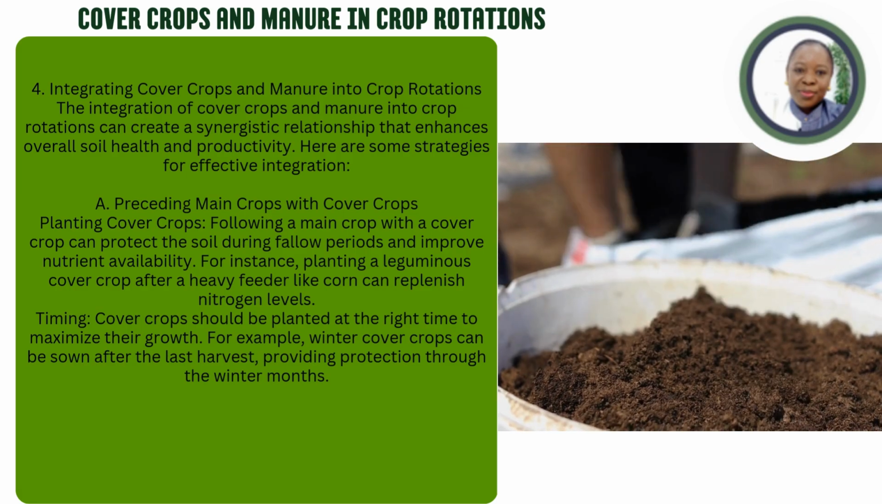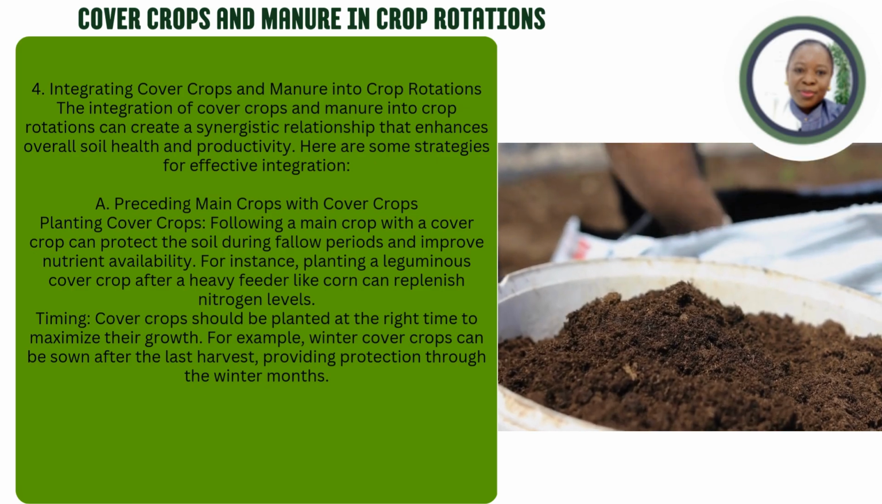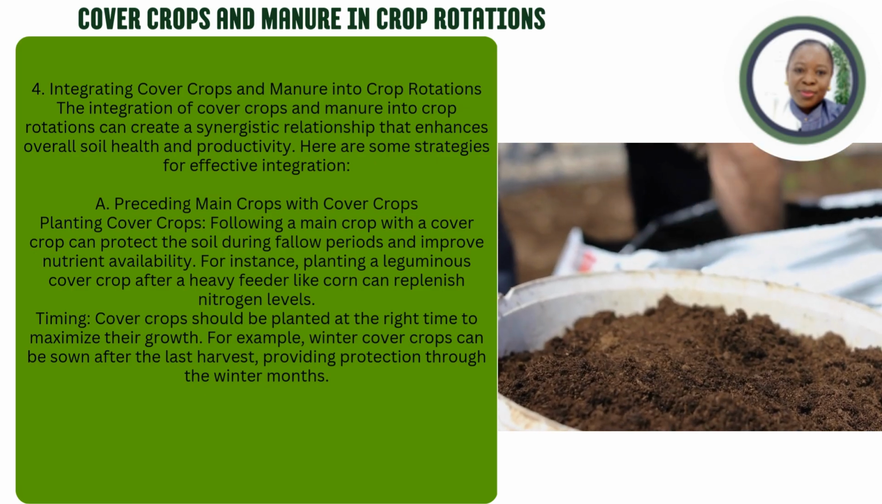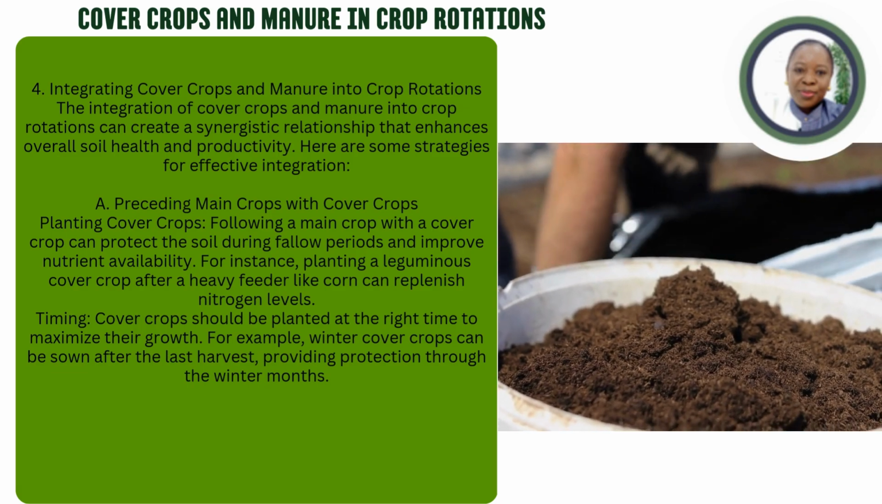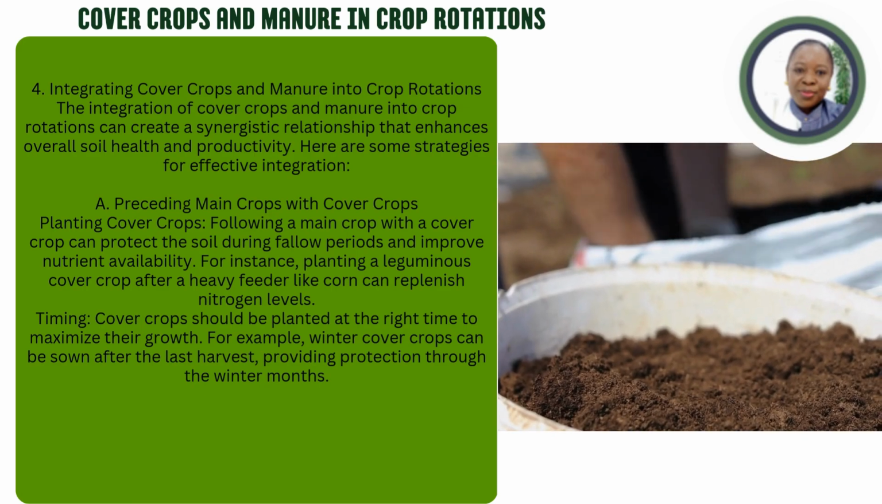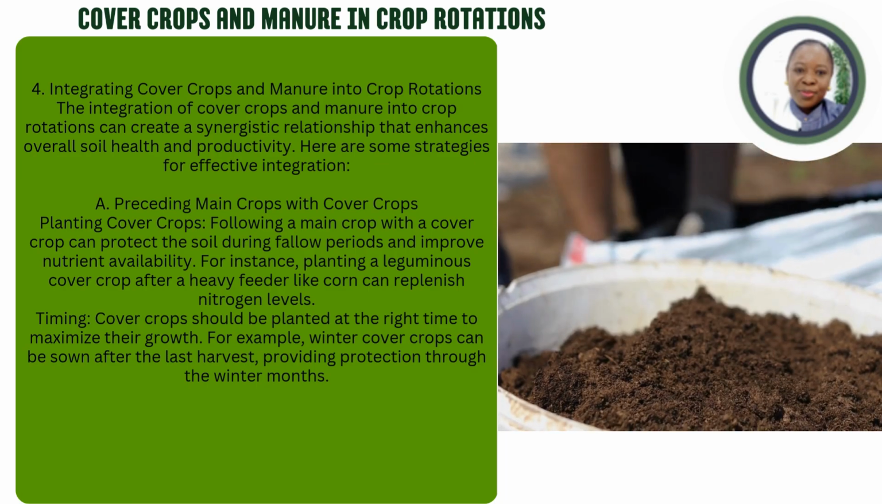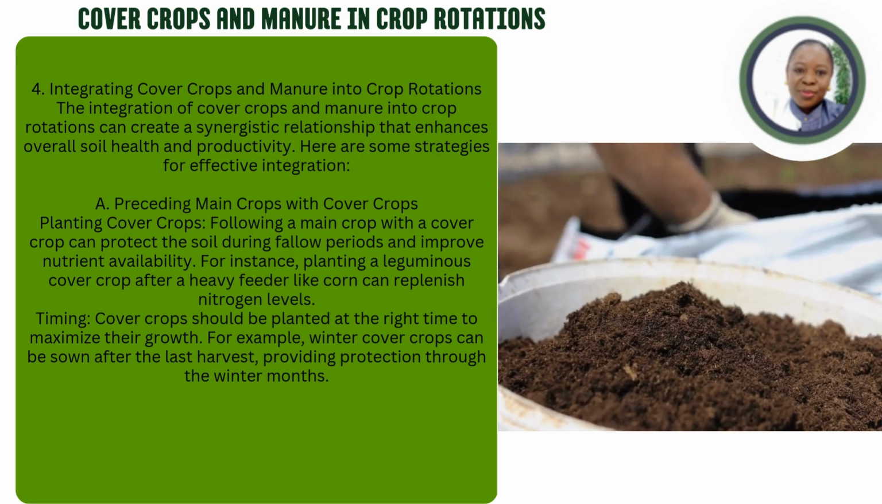A. Preceding main crops with cover crops. Planting cover crops. Following a main crop with a cover crop can protect the soil during fallow periods and improve nutrient availability. For instance, planting a leguminous cover crop after a heavy feeder like corn can replenish nitrogen levels.